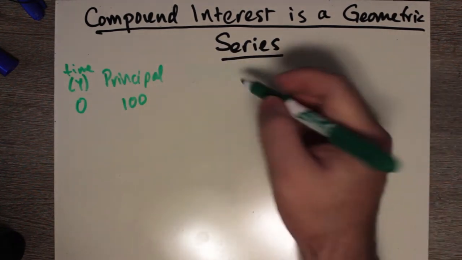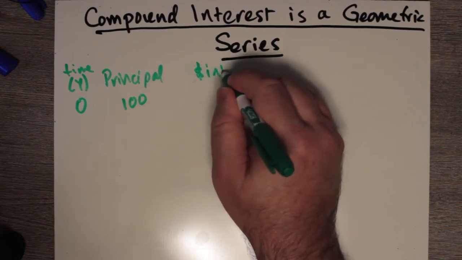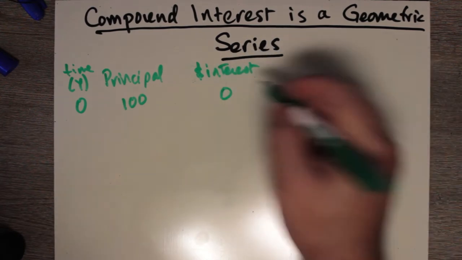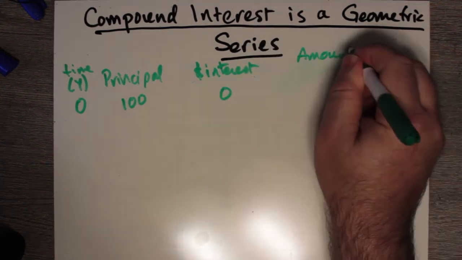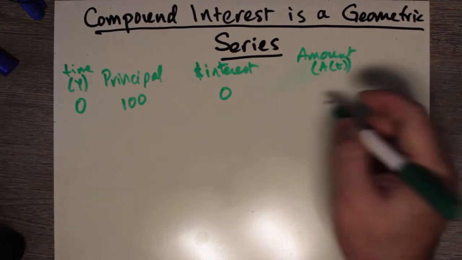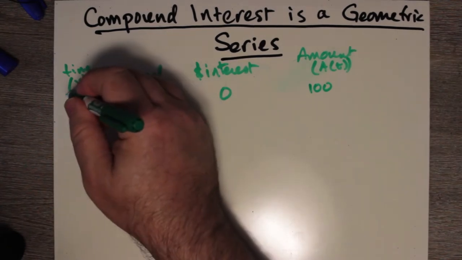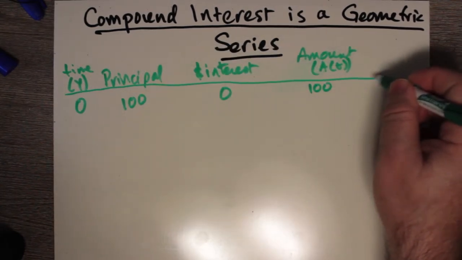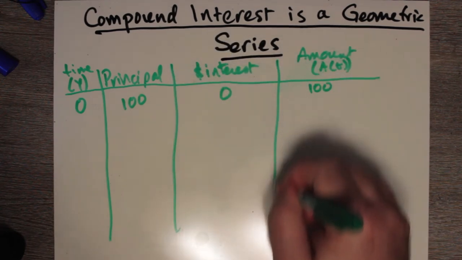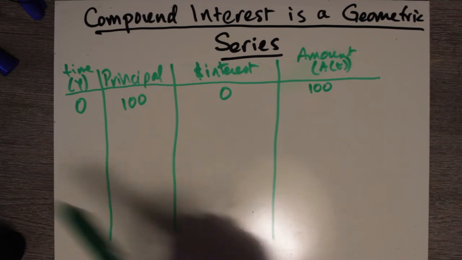Of course, this is year zero. And so the amount of money in interest is going to be $0 because no time has passed. A of T, which in our last video was called A of T, is still going to be $100, meaning nothing has happened yet because no time has passed. So I'm going to build this table and show you what I mean by compound interest. It's very different from simple interest.